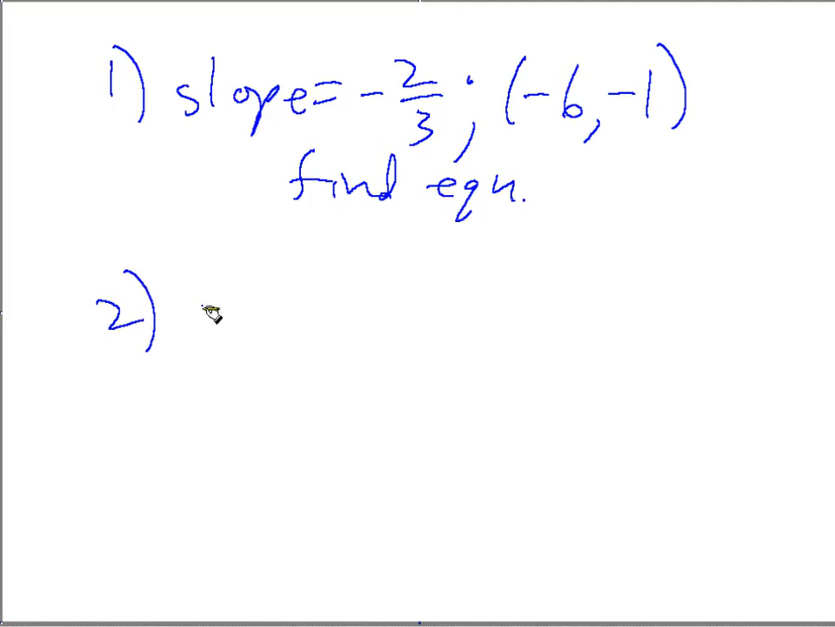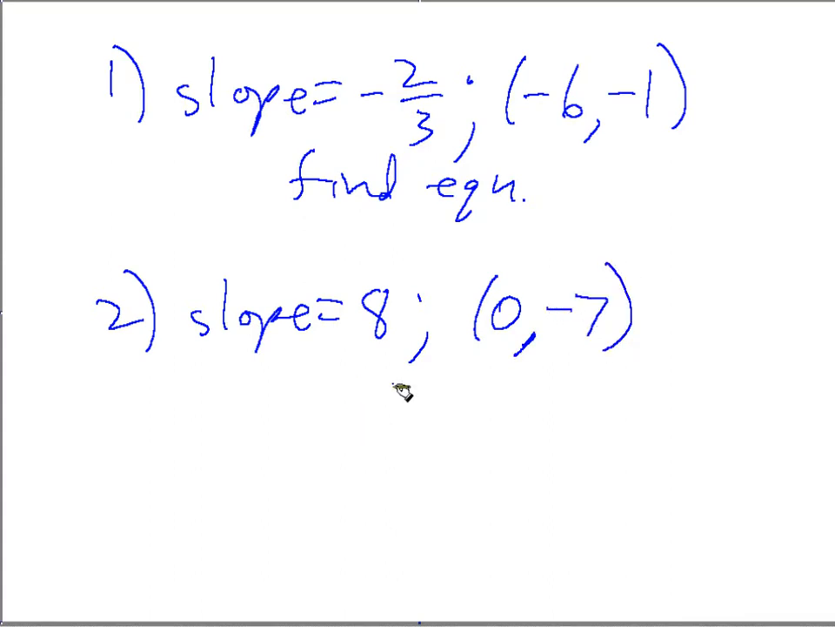Second problem, let's say the slope of the line is 8, and the point we're going through is 0, negative 7. See if you can find the equation again. You can use either technique, but I really want you to practice with both. You might want to do this with the mx plus b, or you might want to do this with the point slope. It's entirely up to you, but just post the solutions to these questions in the discussion area in Blackboard.